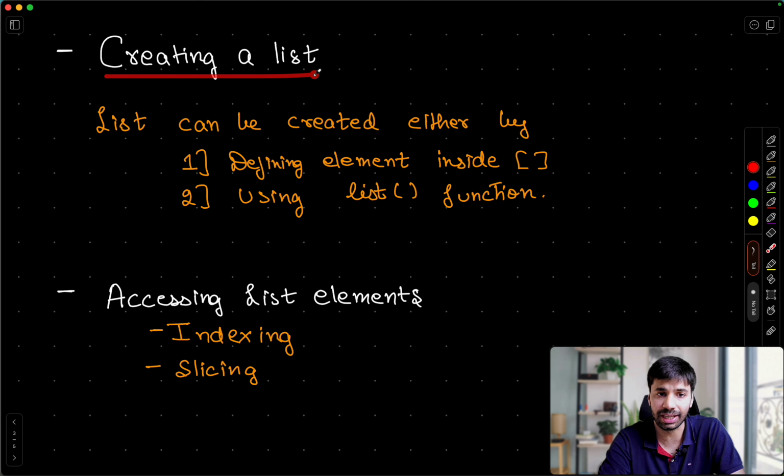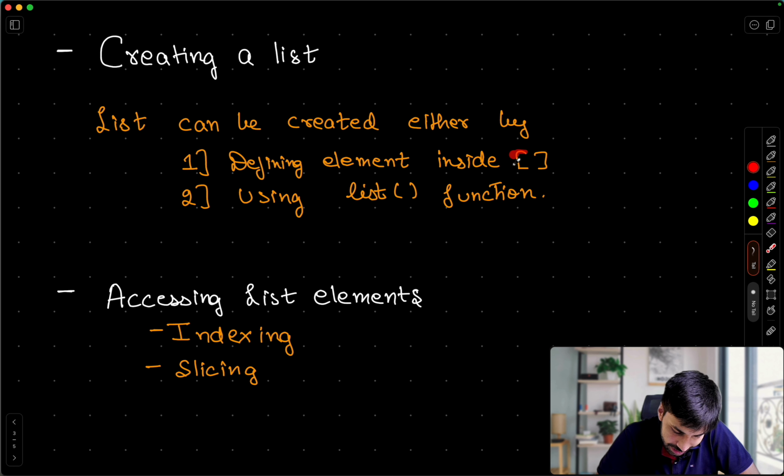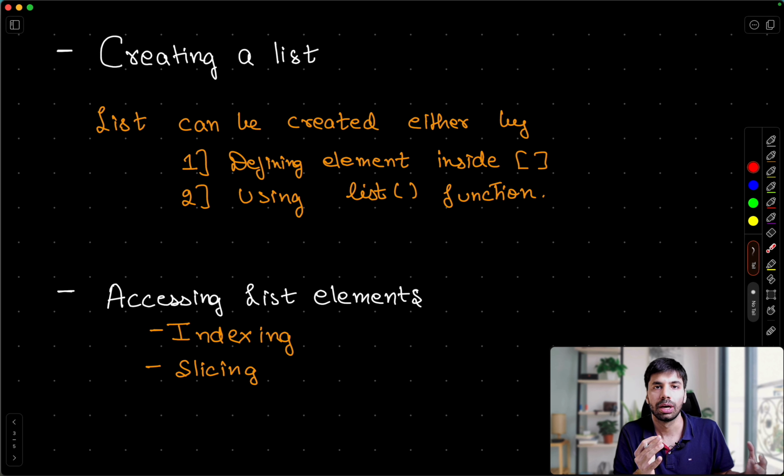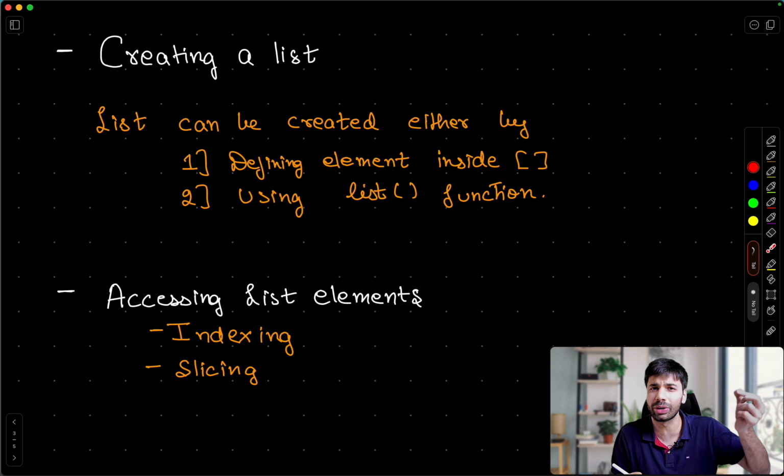Next is creating a list. A list can be created in two ways. The first we have already seen: using square brackets. Anything you write inside these square brackets, Python sees as a list. The second is by using the list function. Just like we have the int, float and string functions which we saw when we were learning about basic data types, Python also gives us this list function. Let us see the same.